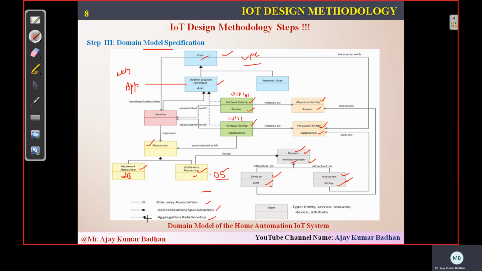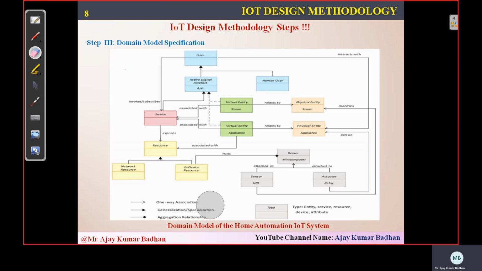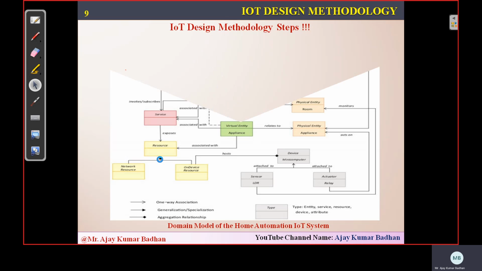So wherever you can see a solid diamond, that comes under your aggregation relationship. I hope it's very clear. This is the way we need to design it. So basically we are going to see the designing part only, mostly, related to this.